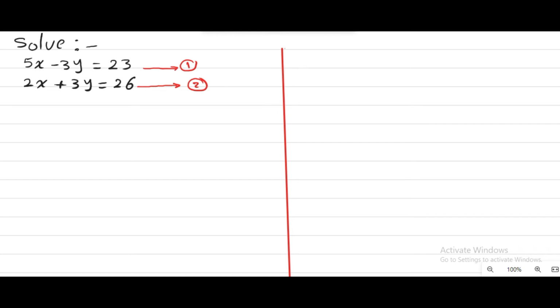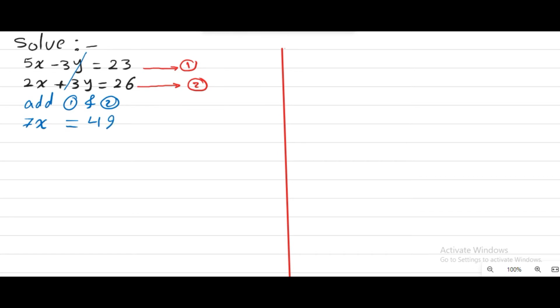So the first step after getting one variable with the same number and different signs is to add the two equations. So we'll add equation 1 and equation 2. If we add the two equations, we add similar parts with each other: x with x, y with y, and number with number. 5x plus 2x is 7x. Negative 3y plus 3y we eliminate because it's 0, and that's why we named it the elimination method. Equals 23 plus 26 equals 49.